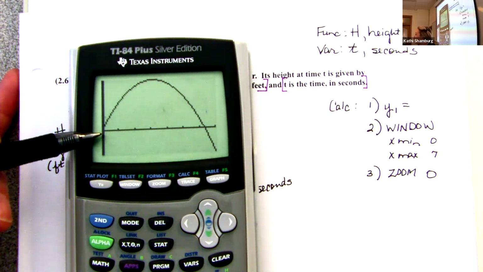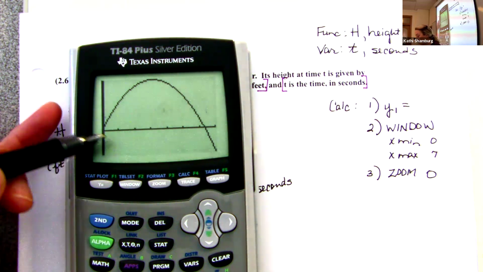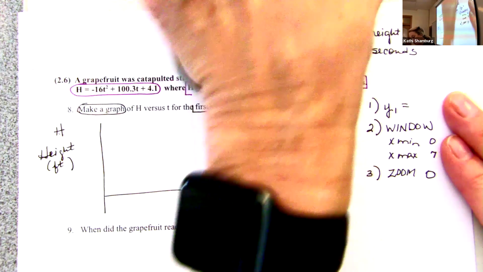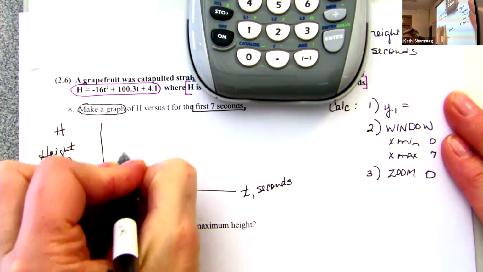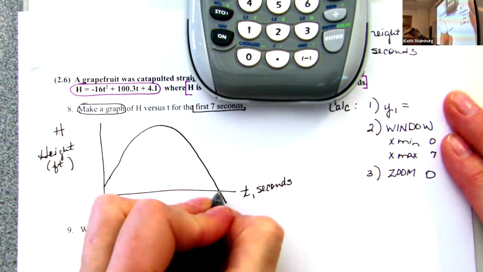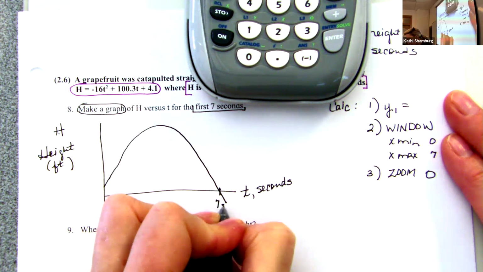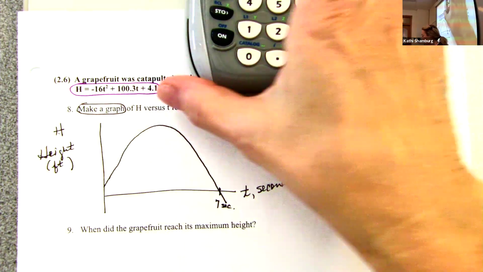Notice it does not start in the corner. Does that make sense, right? We're chunking a grapefruit. Am I gonna lay on the ground and throw it from the very corner? No, I'm standing up. So it is going to go up, and then of course what goes up must come down. This is 7 seconds right here. Hits the ground. Okay.